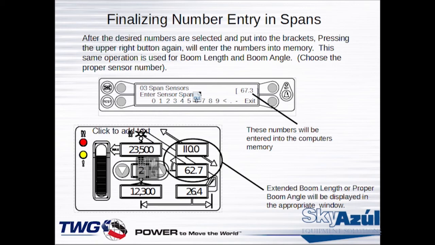And you want to make sure you enter a decimal. Once you enter this number and hit the upper right key and calibrate it, you'll see that extended length come up into this window. It'll show you the proper extended length or the proper angle, whichever you're setting.